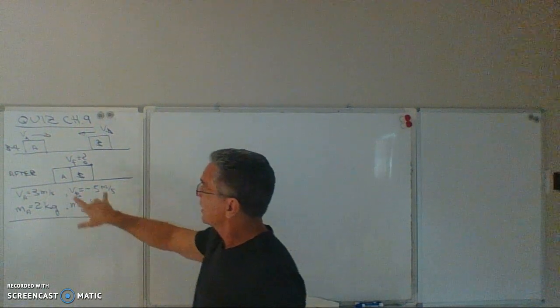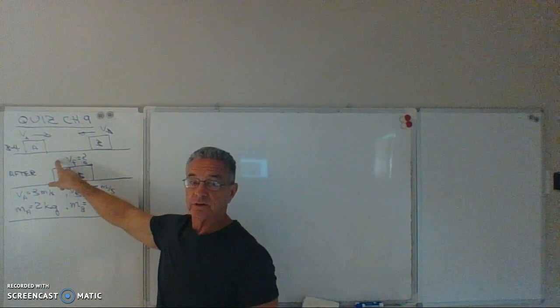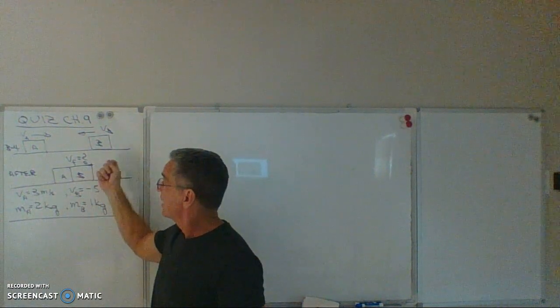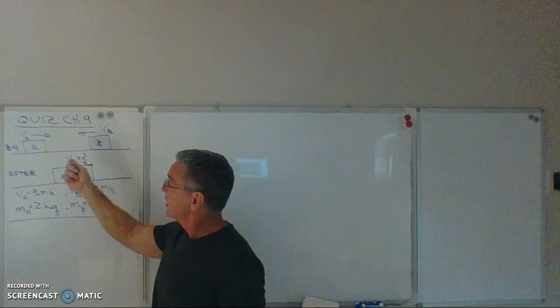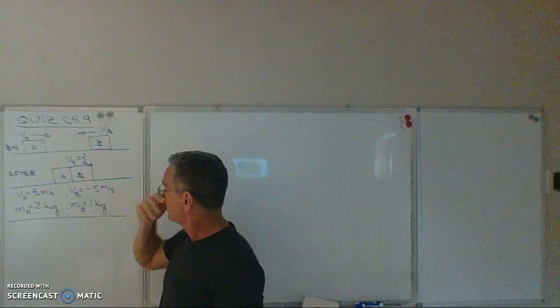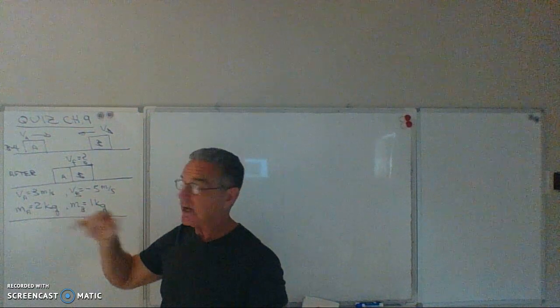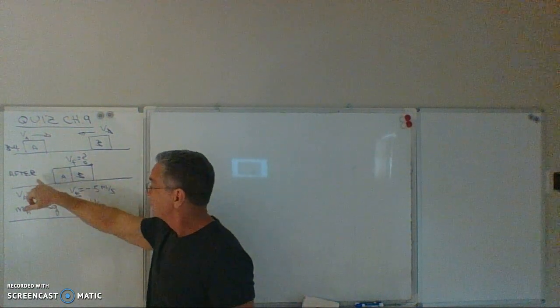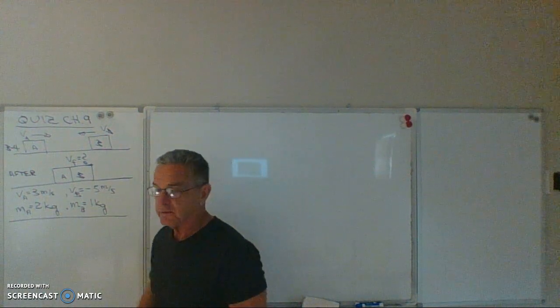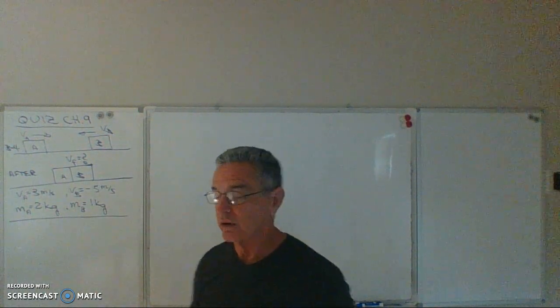So you've got two blocks that are sliding on a frictionless horizontal surface. Block A is moving to the right, block B is moving to the left. I gave you the velocity and the mass of both blocks, and I've got that information here. Then they hit and stick together, so this is before the collision, and this is after. We want to find the final velocity after the collision. That's one of the problems.